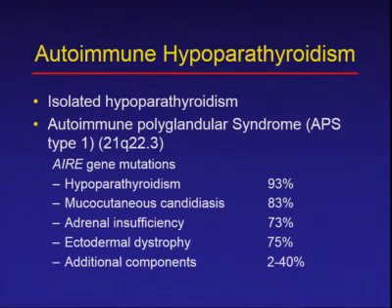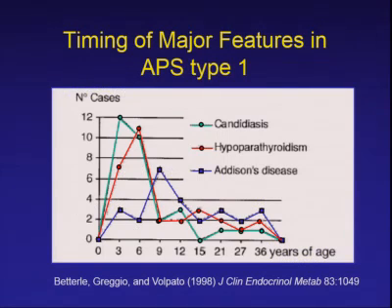So this APS, really the triad is hypoparathyroidism, mucocutaneous candidiasis, and adrenal insufficiency. In the classic scenario of APS, they often will have mucocutaneous candidiasis early in life, and then usually in childhood develop the hypoparathyroidism, and then Addison's disease later on.